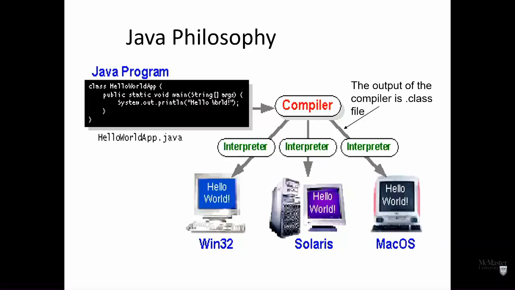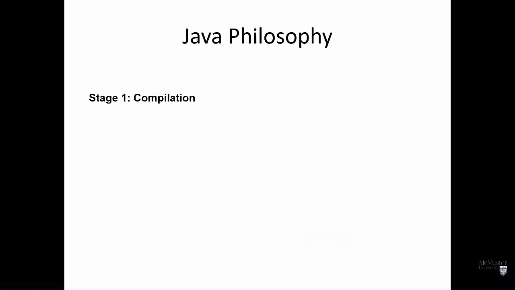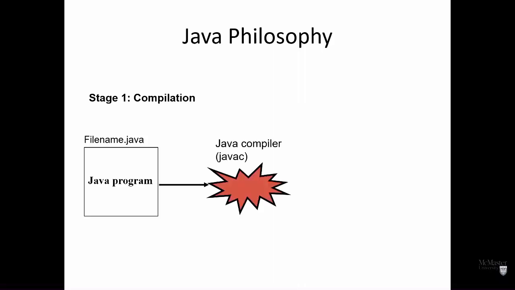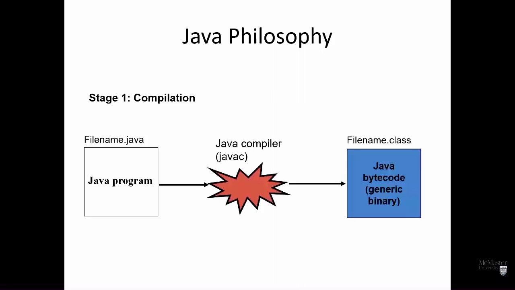So what is JVM here in this picture? It is the interpreter, basically. Okay? So now we go through two stages. First of all, the compilation. You have your Java source code program that you write, which is filename.java, and then you run this through a Java compiler. It gives you what we call a bytecode, Java bytecode.